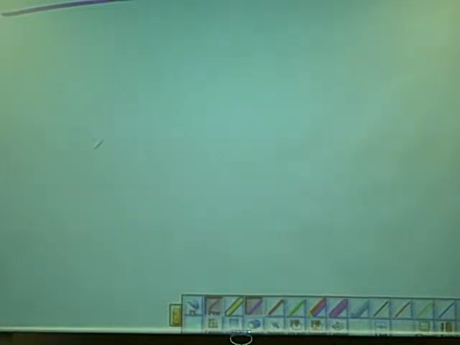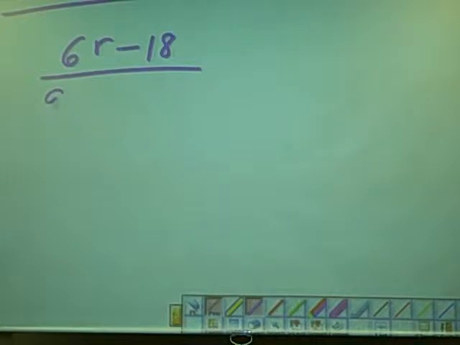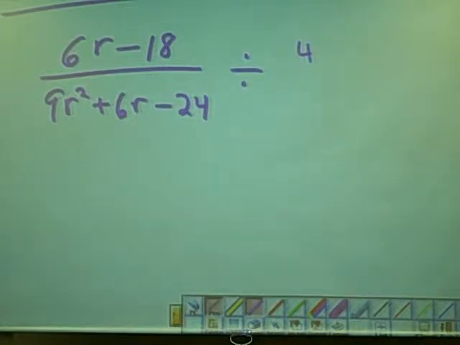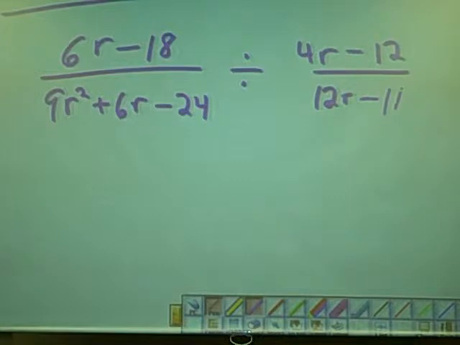Let's try this. We have (6r minus 18) over (9r squared plus 6r minus 24), divided by (4r minus 12) over (12r minus 16).